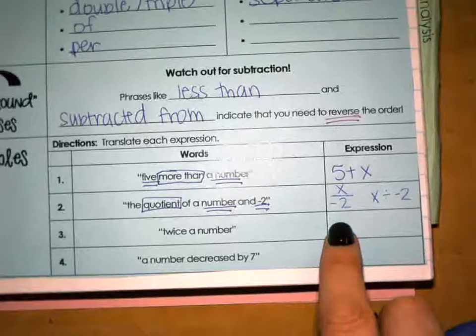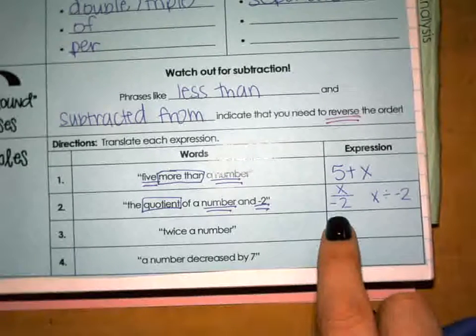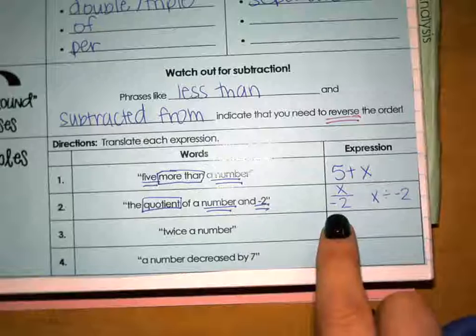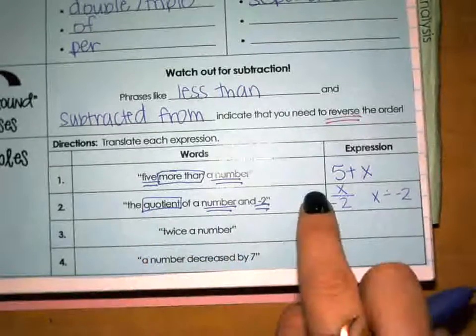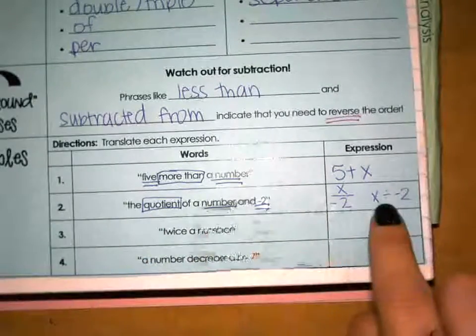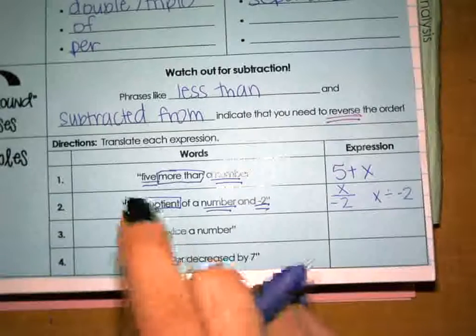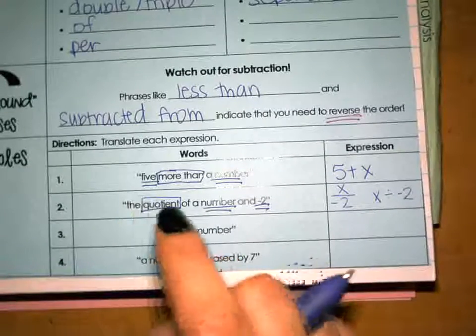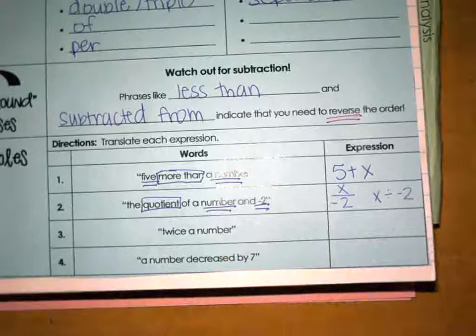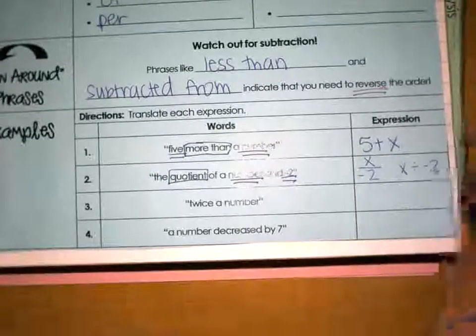Could I have done -2 divided by x? No. Could I have flipped them? No. So order matters, doesn't it? So notice, the way that we read it is also the way that we write it. You read it, you write it. So read it, write it. Everyone try number 3 for me.